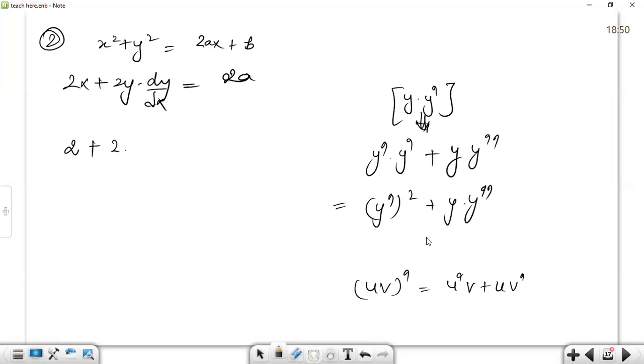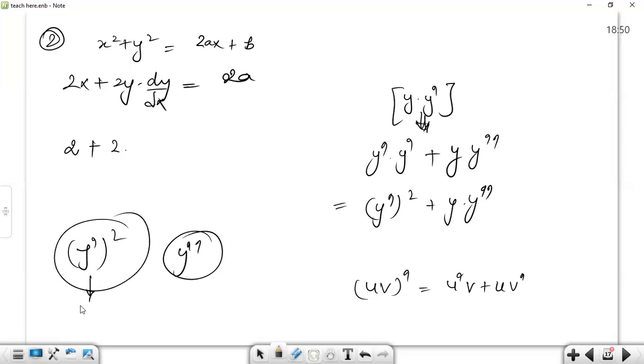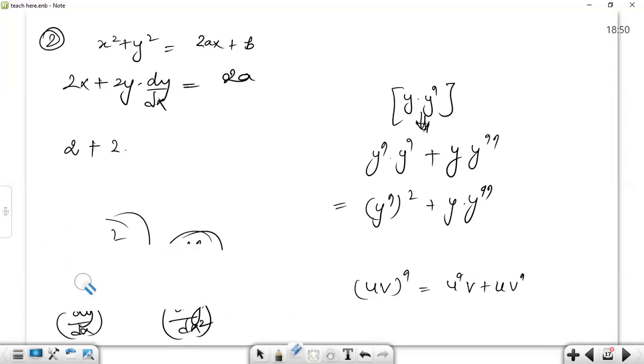Now please do not confuse that y dash square and y double dash are the same thing. No, they are not. This is dy by dx whole square and this is d2y by dx square. Okay, they are two different things. This is the first order derivative square. This is simply the second order derivative, right? Clear? Yeah, sir. Okay.